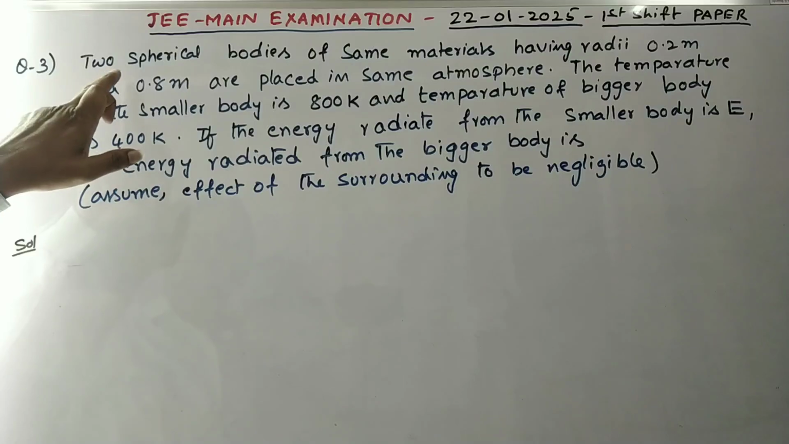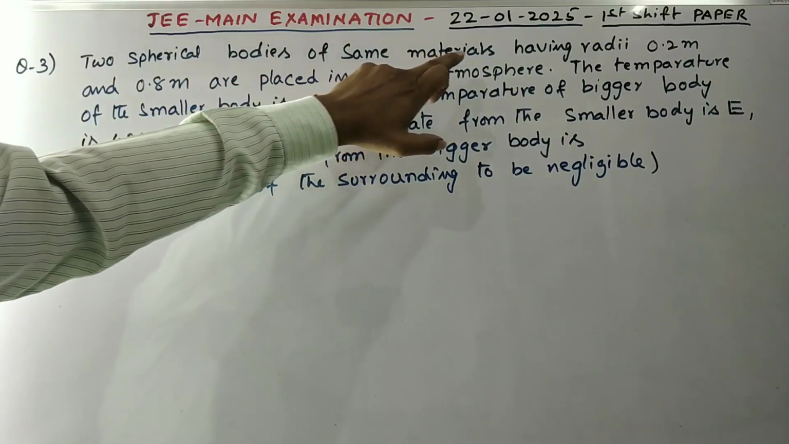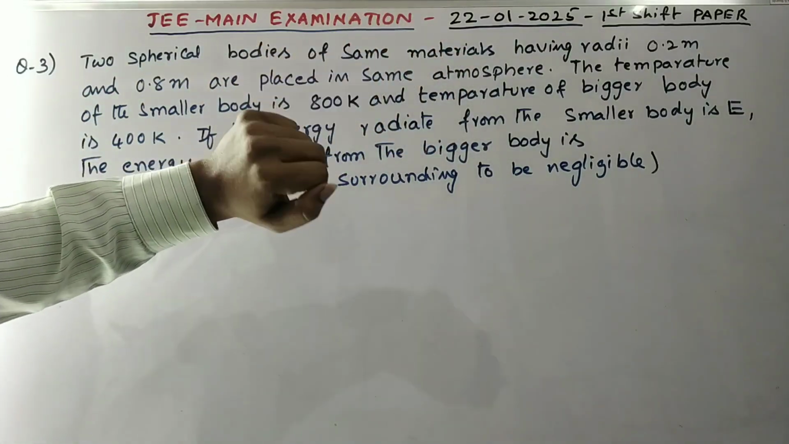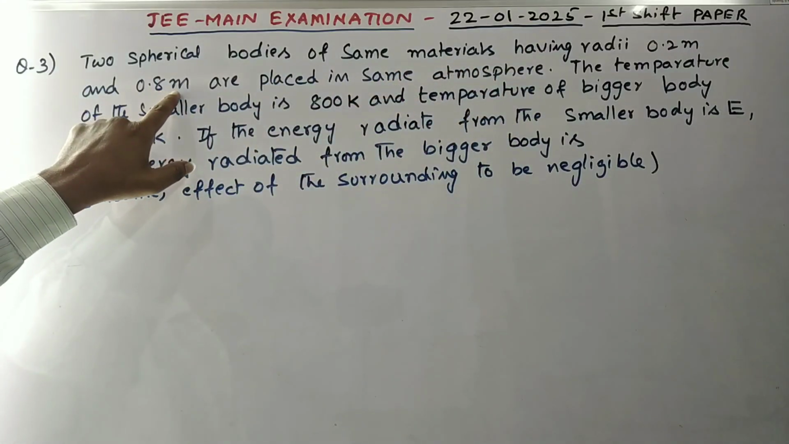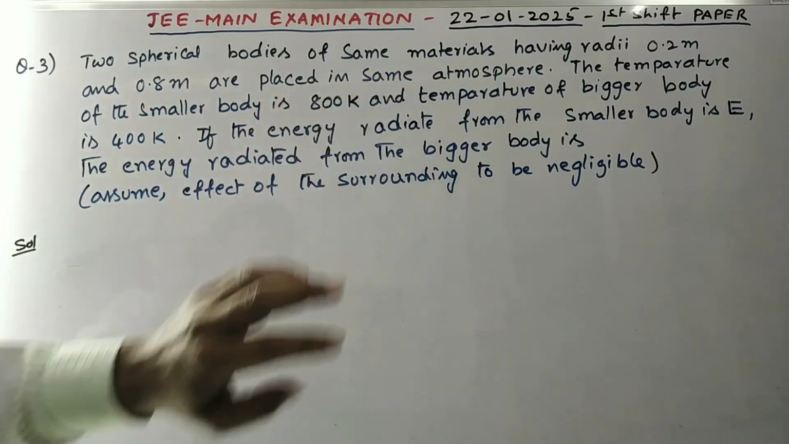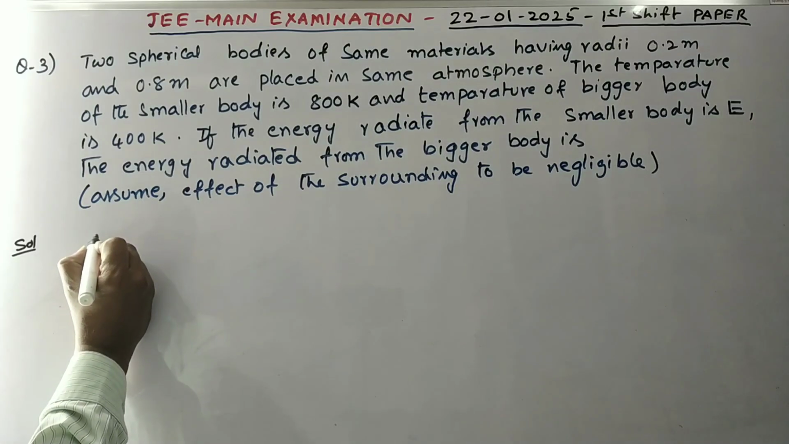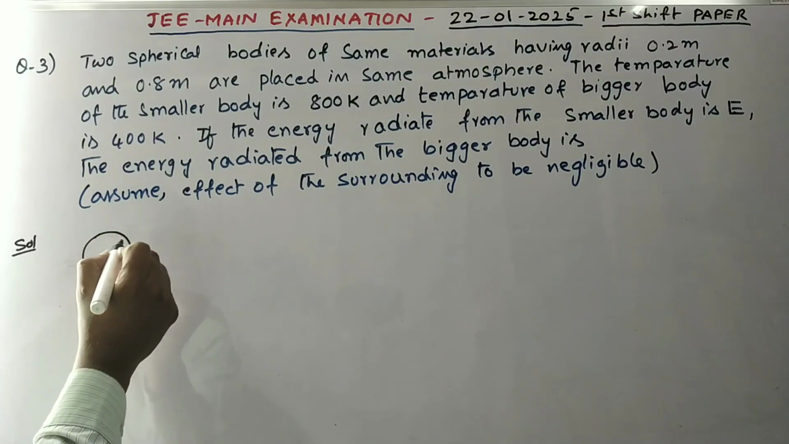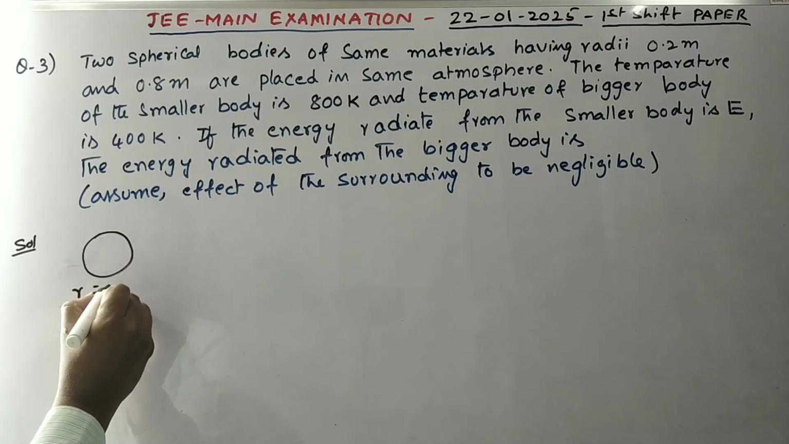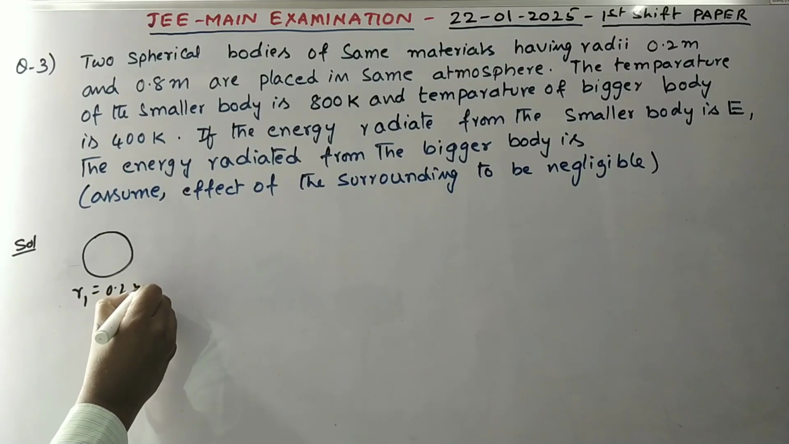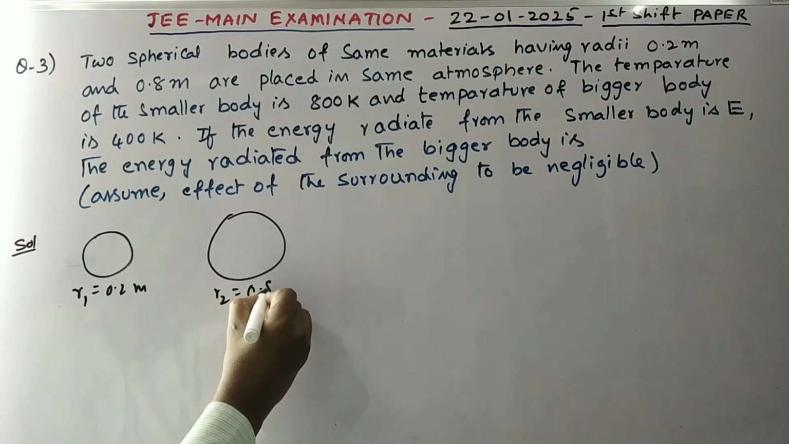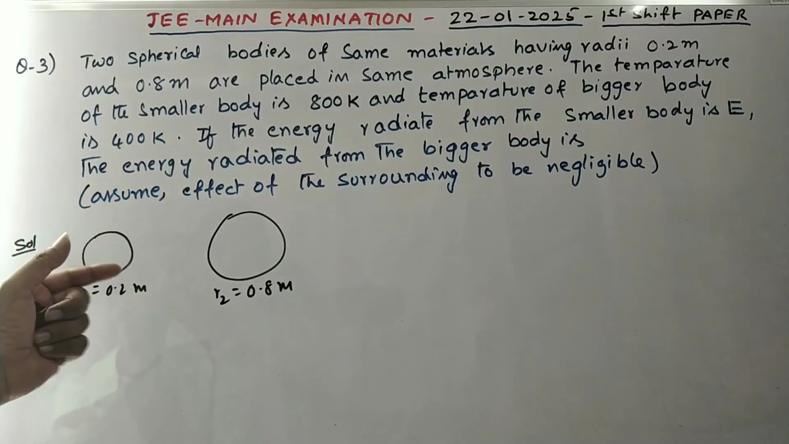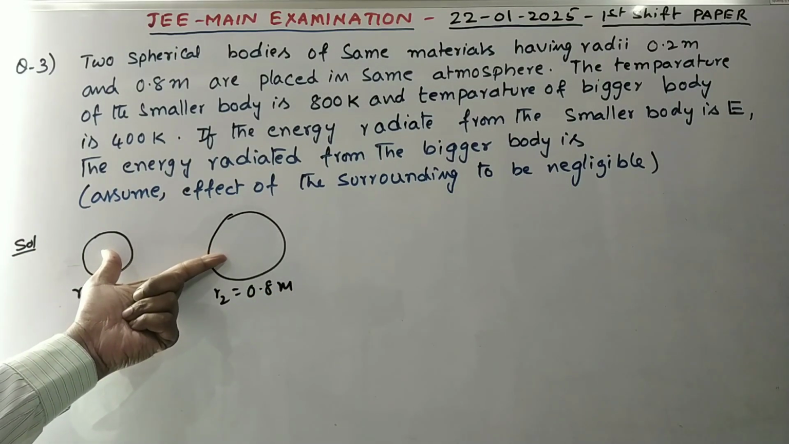The third question. Two spherical bodies of the same material, that means both are made up of the same material, having radii 0.2 meter and 0.8 meter, are placed in the same atmosphere. So the first body is small. Its radius R1 is equal to 0.2 meter. Second body radius R2 is equal to 0.8 meter. These two are made up of the same material. Moreover, these two are placed in the same atmosphere.